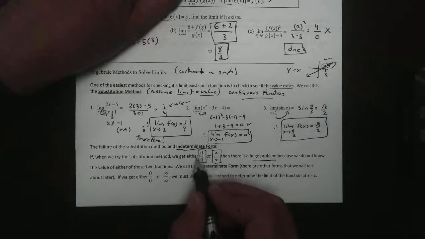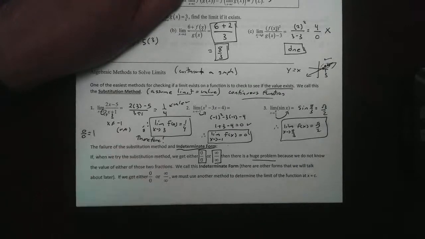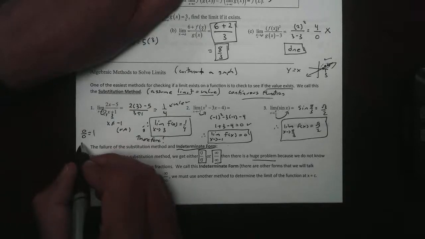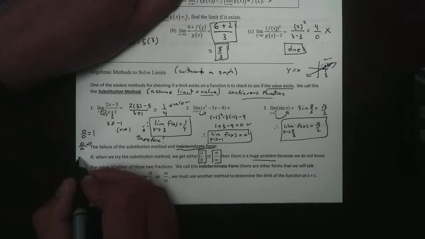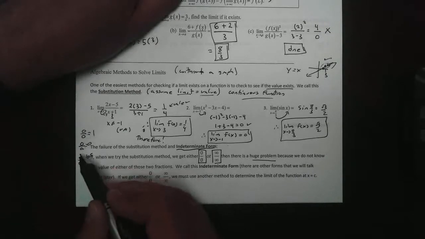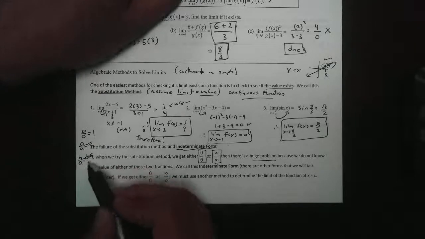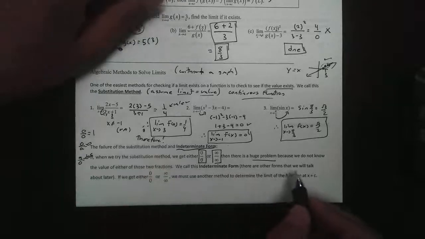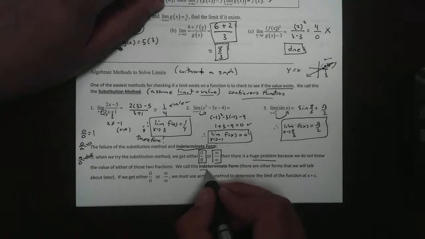For example, let's deal with 0 over 0. Any number divided by itself has to be 1. But I also know that 0 divided by any number has to be 0. But I also know that any number divided by 0 does not exist. It's asymptotic. So for 0 over 0, I have three choices: 1, 0, or I don't know. That's why we call it indeterminate. We don't know the values of these two fractions.